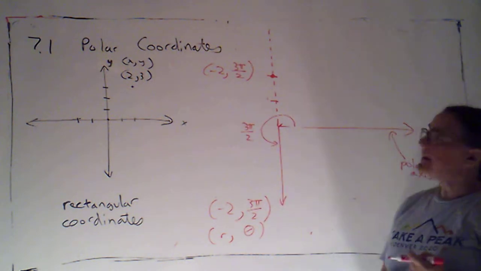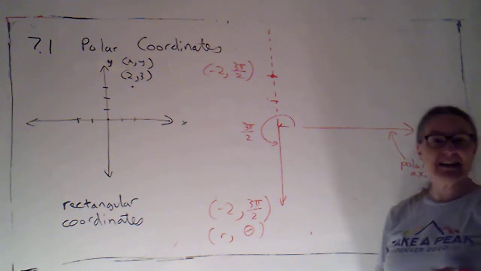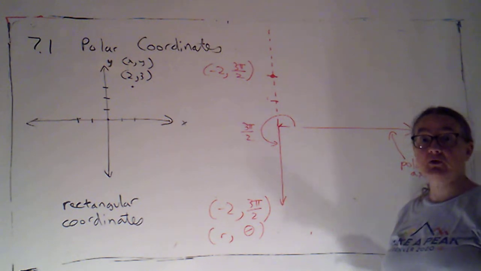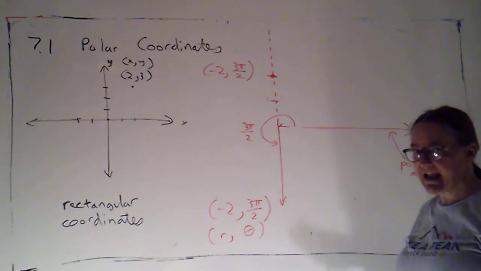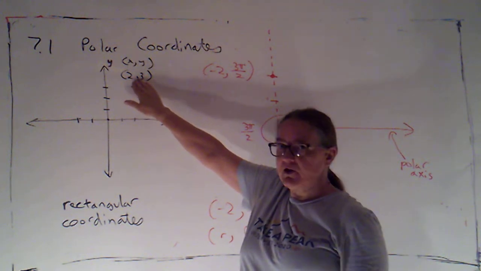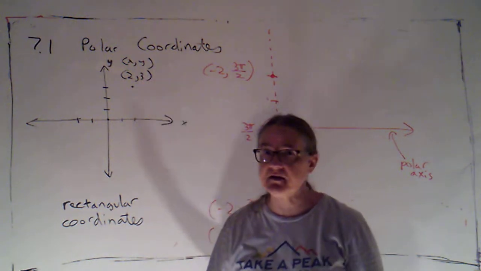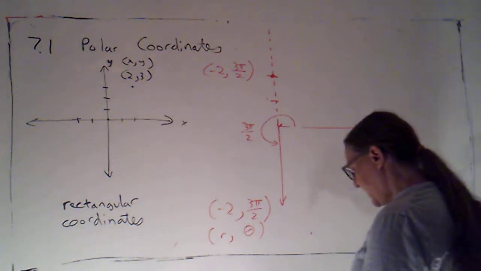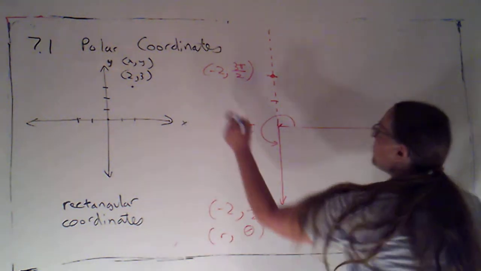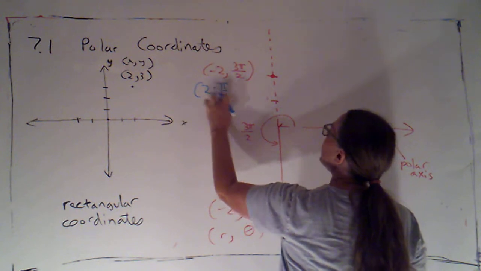Now, one thing that I think is kind of interesting here is that there are other ways that I could describe that point in polar coordinates. In rectangular coordinates, the coordinates for a point are unique. If I change the 2 or the 3, I'm at a different location. But let's just take a look at this point, 2, pi over 2.